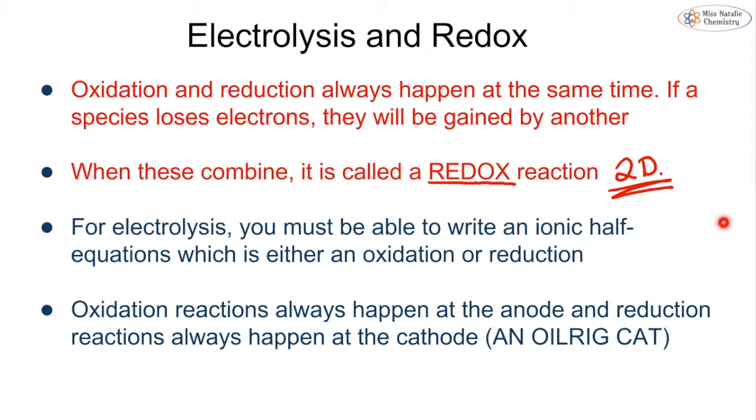But in terms of electrolysis, we should be able to write out the ionic half equation to show what is an oxidation reaction and what is a reduction reaction. And then in theory, we could combine them together to write the overall redox. Another thing that we need to note is that oxidation reactions will always happen at the anode, and reduction will always happen at the cathode. So you could use the mnemonic AN OIL RIG CAT to tell you that process. So anode, oxidation is loss of electrons, reduction is gain of electrons at the cathode.